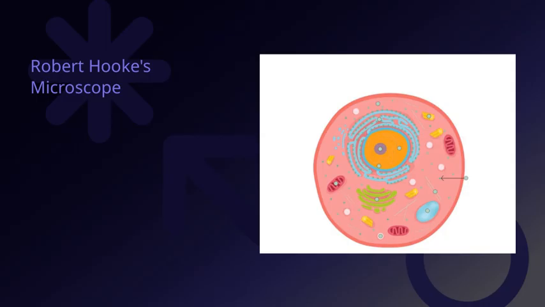Let's take a closer look at Robert Hooke's microscope. This device was a groundbreaking instrument in the history of science. Hooke's microscope was one of the earliest microscopes capable of magnifying objects enough to reveal details invisible to the naked eye. It played a crucial role in advancing our understanding of the microscopic world. With this microscope, Hooke was able to observe and describe the tiny structures in a slice of cork, which he famously called cells. This discovery laid the foundation for cell theory, a fundamental concept in biology. Overall, Hooke's microscope exemplifies how improving tools can dramatically expand our ability to explore and understand nature.